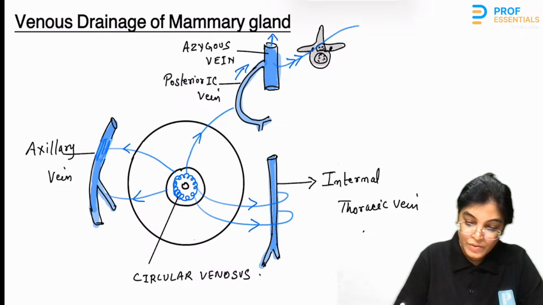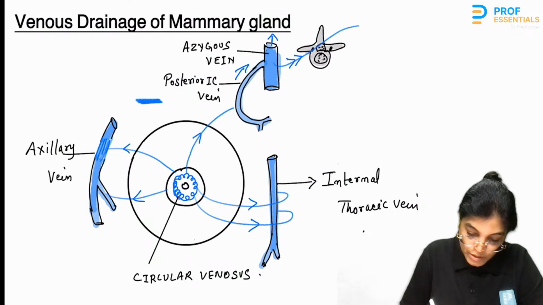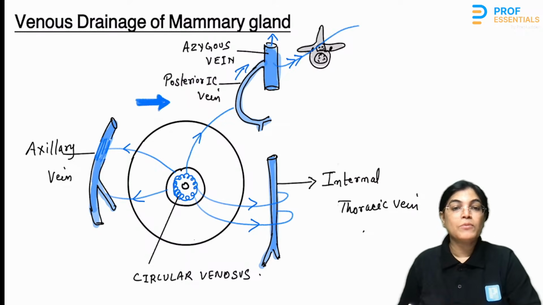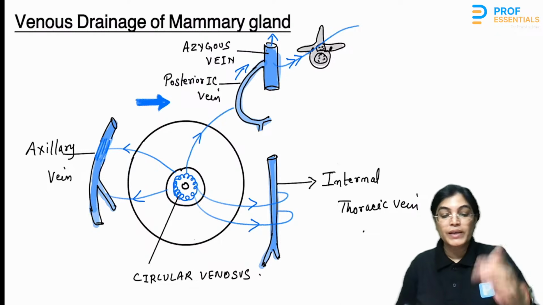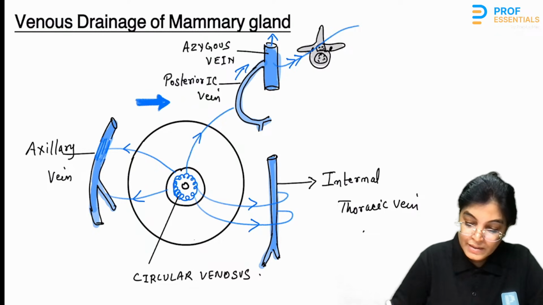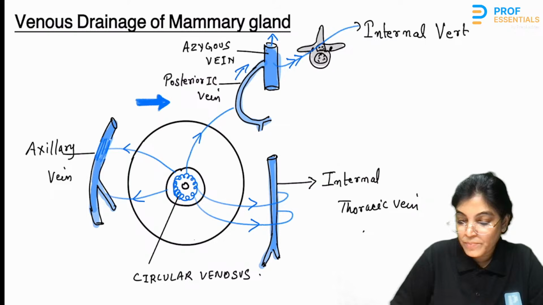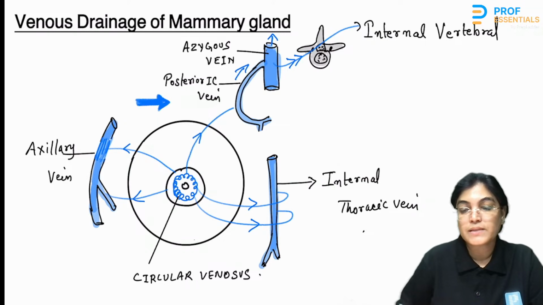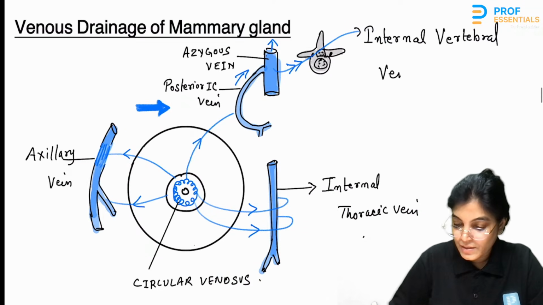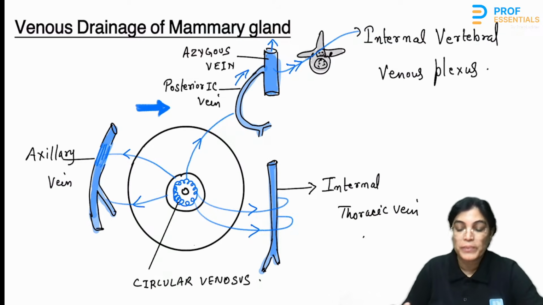Or either you can use an arrow. This is an important communication which I want to show you with an arrow. This is how the communication happens via the posterior intercostal vein going to the azygous vein and then communicating. What is this, dear? This is the internal vertebral venous plexus. This is communicating to the internal vertebral venous plexus. This is the route by which it reaches the brain.